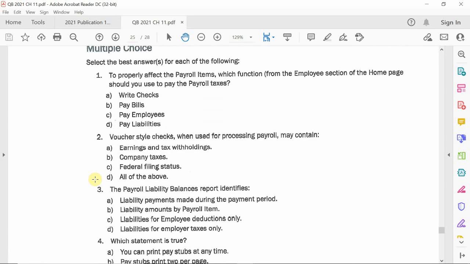Number 2, voucher style checks, when used for processing payroll, may contain what? A as an apple is correct. Earnings and tax withholdings, yes. If you remember, voucher style basically has your pay stub information at the very top, and at the very bottom gives you the actual check itself.